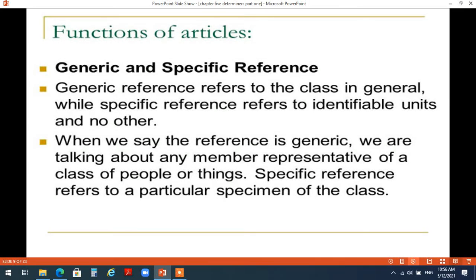When we say generic reference, it refers to the class in general, while a specific reference refers to identifiable units and no other.